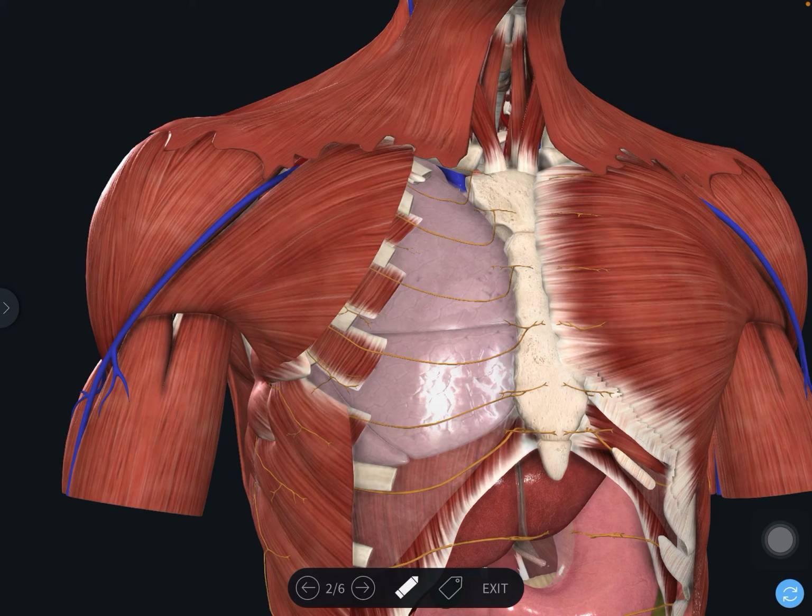In the upper 6 spaces, the anterior intercostal arteries are the branches of the internal thoracic artery. The internal thoracic artery is a branch of the subclavian artery. In the succeeding 3 spaces, they are derived from the musculophrenic artery, which is a branch of the internal thoracic artery. So these are the details of the anterior intercostal arteries.